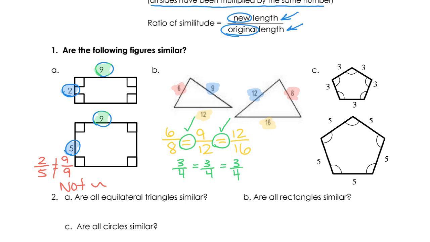And so these triangles are similar, by side-side-side similarity. We learned that in the day 4 notes. And then in our last picture, it looks like we have some pentagons. They have 5 sides each.